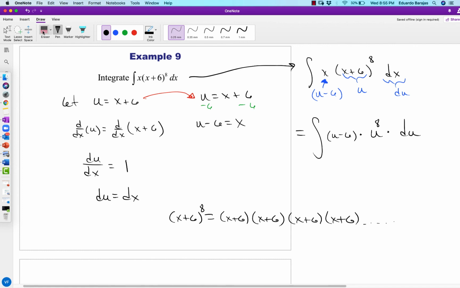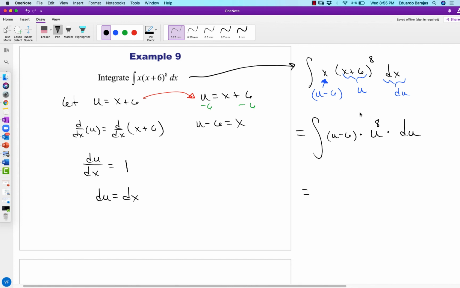So we know that that's really, really hard, and that's why we want to avoid doing that. But here we were able to rewrite it, and now the power of 8 is just an exponent to just the variable u, not a binomial. So this does make it easier.